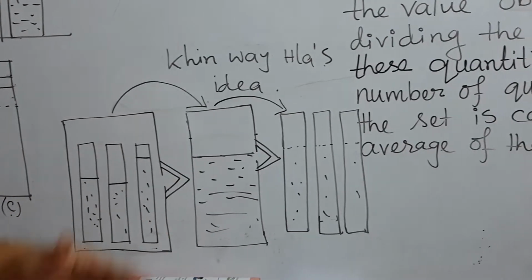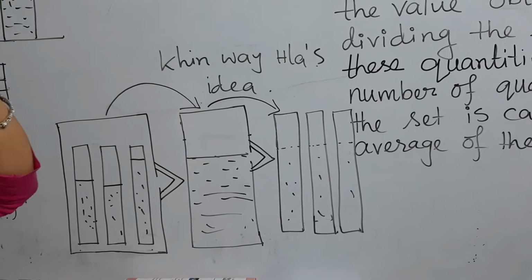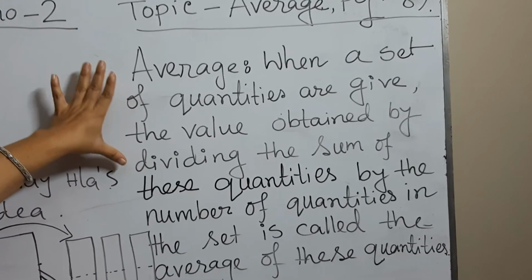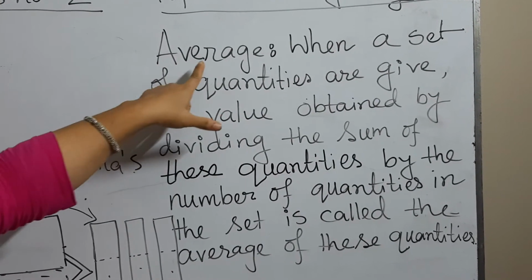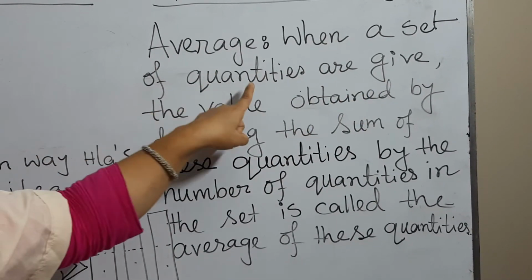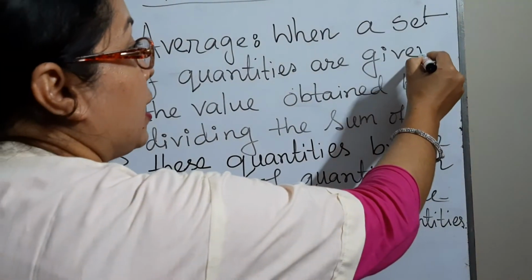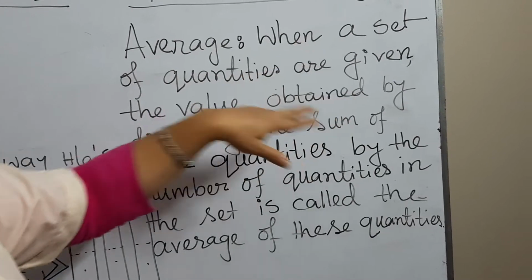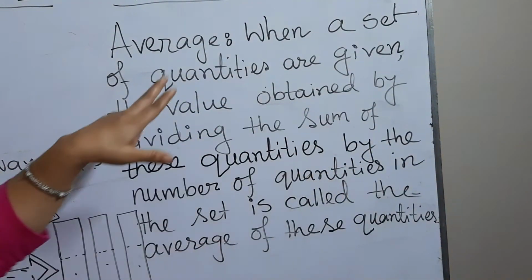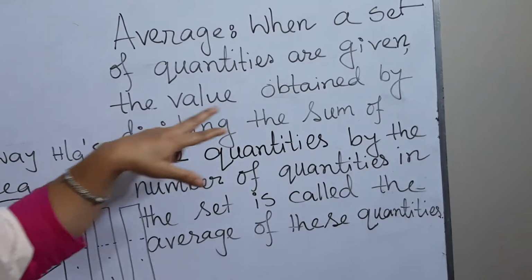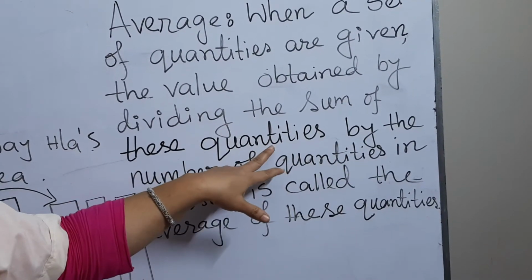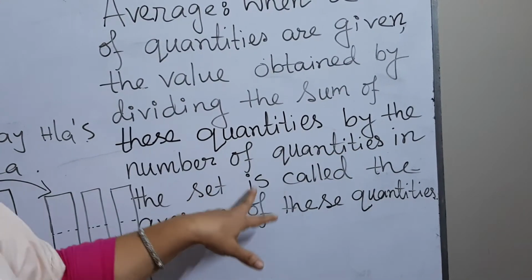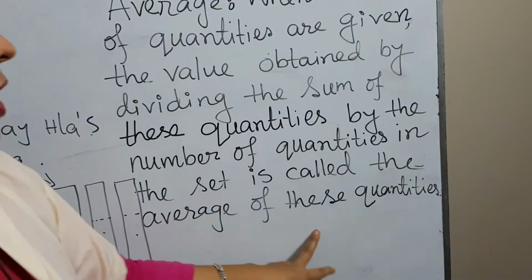Dear students, after explaining these pictures, here you have to make one definition of average. Here it is given, see, average means when a set of quantities is given. Sorry, here 'not' is not there, 'is' has been put. That is, when a set of quantities is given, the value obtained by dividing the sum of these quantities by the number of quantities in the set is called the average of these quantities.